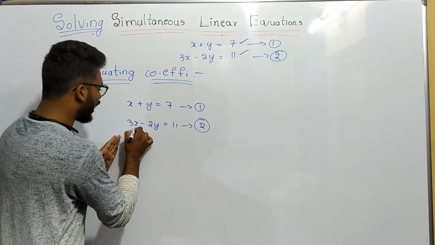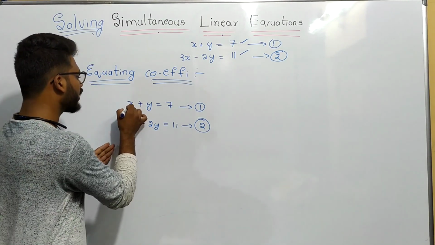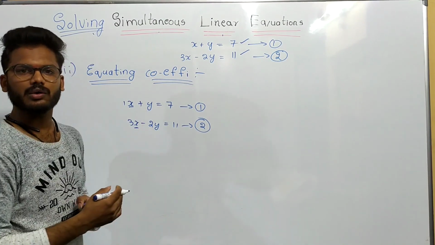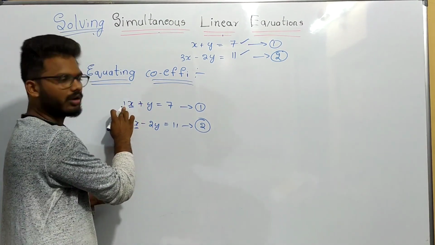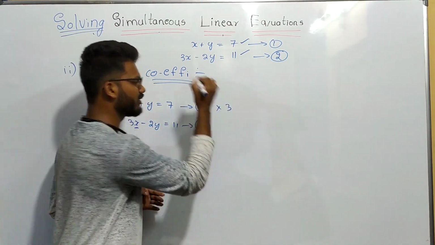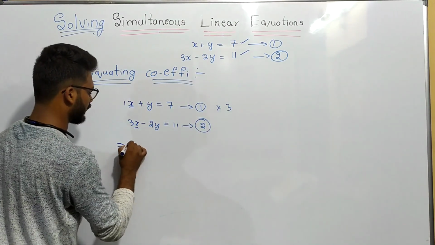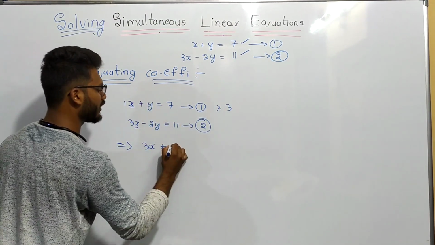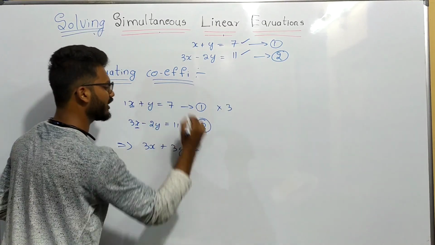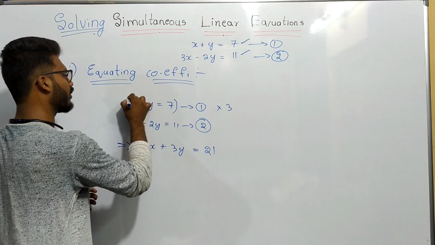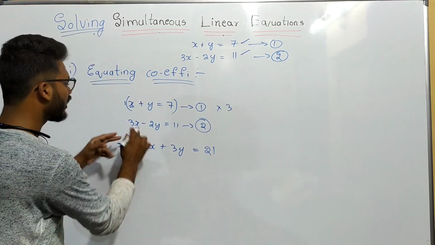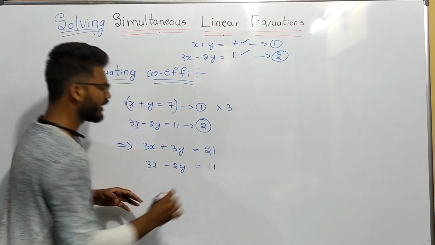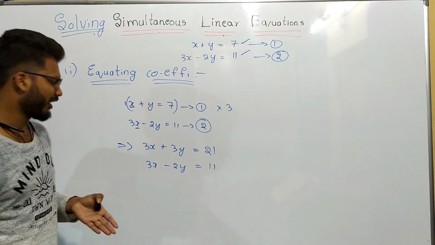Now, you have to equate any one coefficient. Suppose, in order to equate the x coefficient: here the coefficient of x is 1, here it is 3. In order to equate, we have to get 3 here. So we have to multiply equation 1 with 3. That gives 3x plus 3y is equal to 3 into 7, it is 21. We multiply the whole equation with 3, so that now both the coefficients become equal. Then 3x minus 2y is equal to 11. Yes or no? Both the coefficients we have equated.